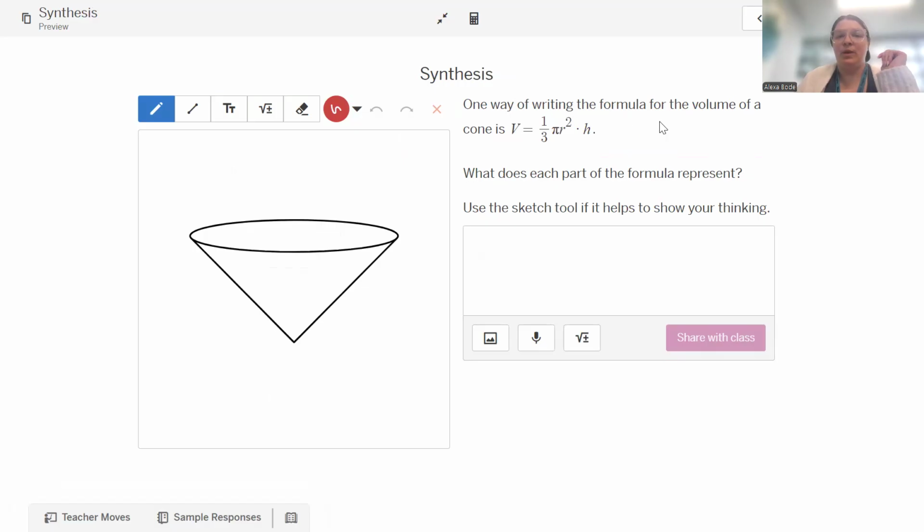One way of writing the formula for the volume of a cone is 1/3 pi r squared times height. What does each part of the formula represent? So what does the V represent? Where did that 1/3 come from? What does the r represent? And what does the height represent? Go ahead, answer this on your paper. I'm not answering this one for you.